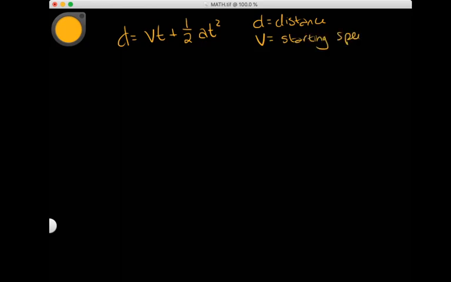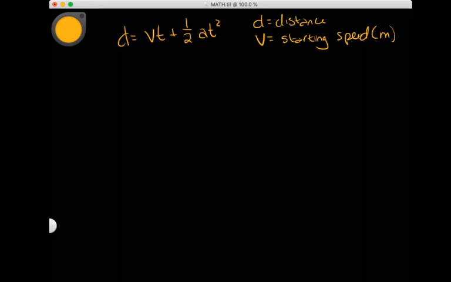So it says Dwight is a race car driver. He knows the distance an object travels can be found using this formula. So this is the formula for distance. D equals VT plus 1 over 2 AT squared. So D is the distance traveled. D equals distance. And we know that V represents the starting speed in meters. V is the starting speed. And that's in meters, so we'll put M in brackets.